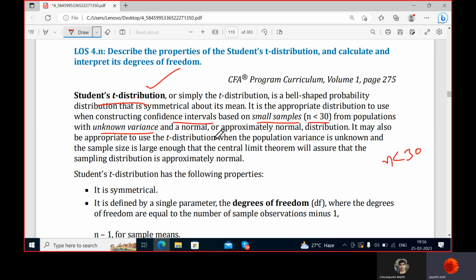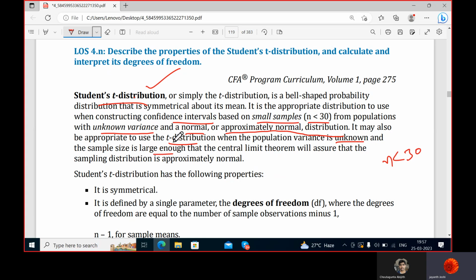And the distribution should be normal or approximately normal, because if you take very large data, then ultimately you'll see a normal distribution. But with small data, it would not be perfectly normally distributed. That's what we see. So it may also be appropriate to use t-distribution when the population variance is unknown and the sample size is large enough.